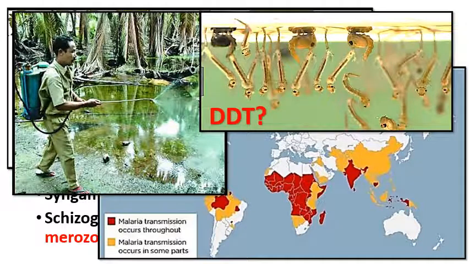So here we have people trying to control the spread of malaria by spraying DDT onto stagnant, standing bodies of water. So it's supposed to kill. On the right here, we have the mosquito larva developing upside down under the surface of the water. They swim around for a few days and then they develop wings and they become flying insects.